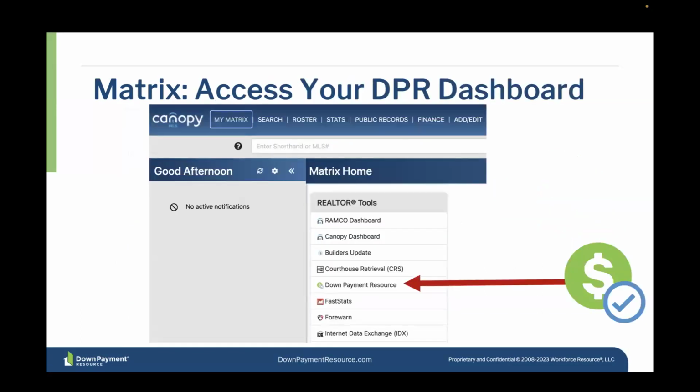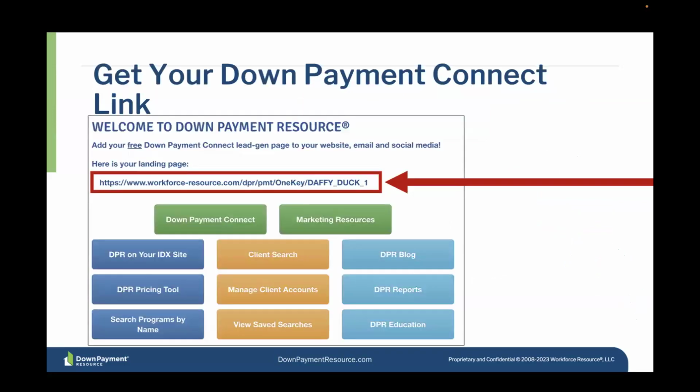Now, that's the agent experience, right? You also have access to other tools and features as part of our partnership with Canopy MLS. To access those, you can go to your Canopy dashboard. I believe this will be on the Matrix dashboard. And you can click the down payment resource button, and that will take you to your down payment resource dashboard. So separate from the listing integration, you also have access to all of these other tools and features.